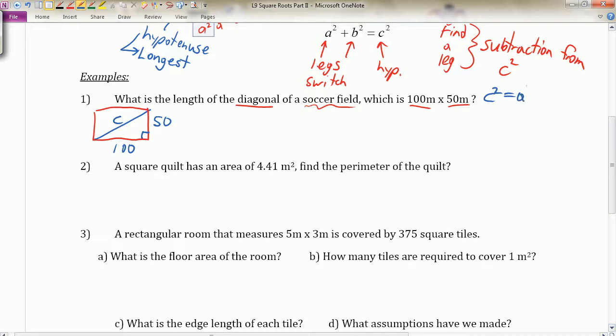C squared equals A squared plus B squared. That's your formula. Start there. Then substitute in. It doesn't matter which one's A and which one's B. 50 squared plus 100 squared. C squared equals 2500 plus 100 and 2 more zeros. So C squared equals 12500. Now what?